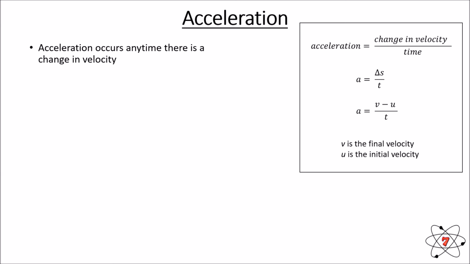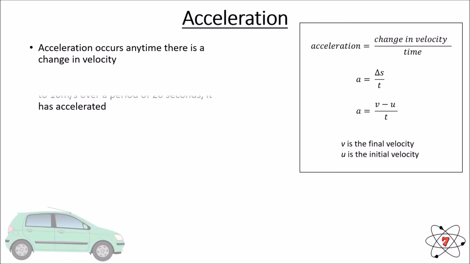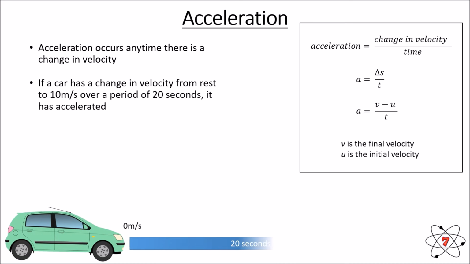And when we say U, we mean the initial velocity that something's traveling at. So let's take an example of a car. This car has got a change of velocity from rest, and from rest always means 0 meters per second, to 10 meters per second over a period of 20 seconds.